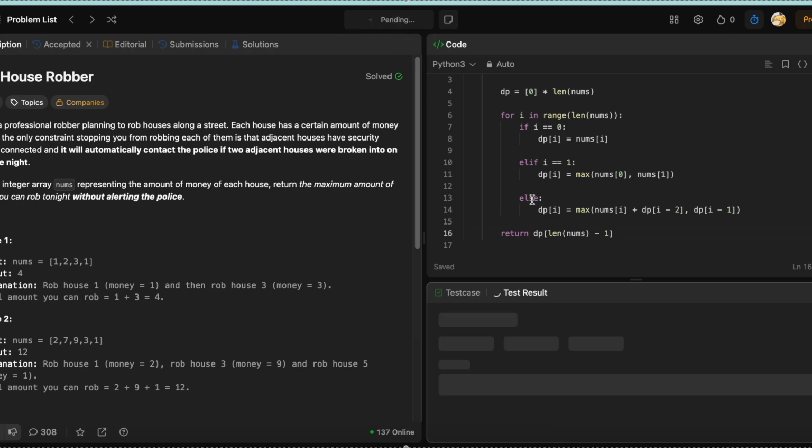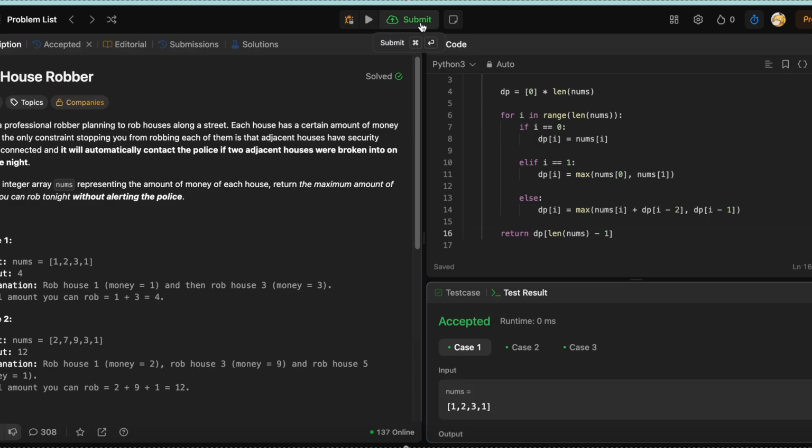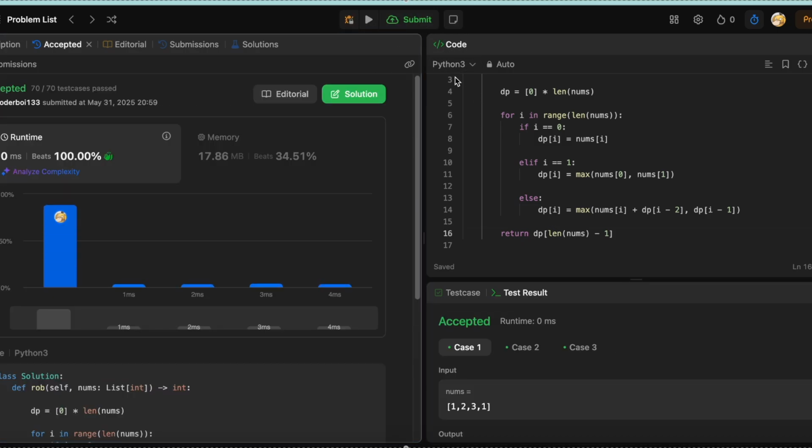And we can run it to see if it works, which it does. So let's submit. And there we go. That's the solution.